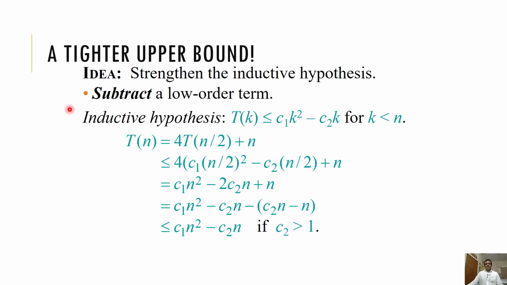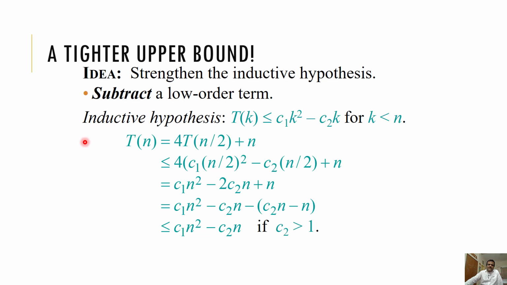So, we strengthen the induction hypothesis by taking the lower order term, because that is also, if we take this, C1 k square minus C2 k, that is, if we ignore the lower order term, basically order of k square. So, we assume that Tk is less than or equal to C1 k square minus C2 k for all k less than n, and if we can show that Tn is less than or equal to C1 n square minus C2 n, then we are done. So, that is what we are trying to achieve.